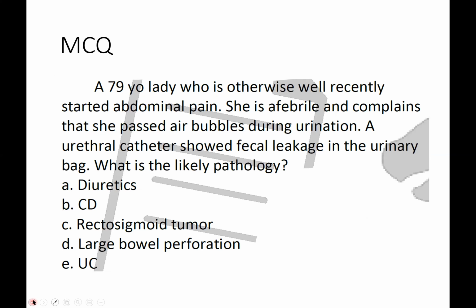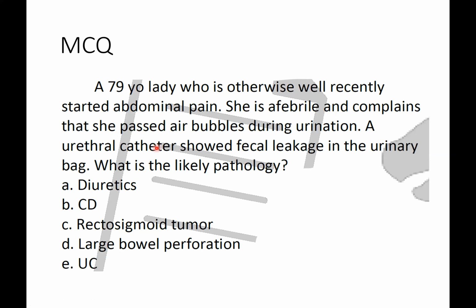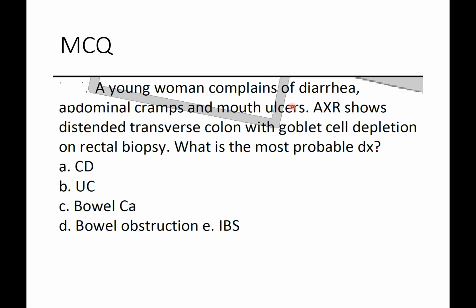So we're going to go back to the very first question, since this is recorded. In this question, we all agree that it's an inflammatory bowel disease, which is A. In question 2, we said that there is fecal leakage in the urinary bag, which is indicative of a fistula that most likely is caused by Crohn's disease. In the question we just answered, goblet cell depletion goes hand in hand with ulcerative colitis.